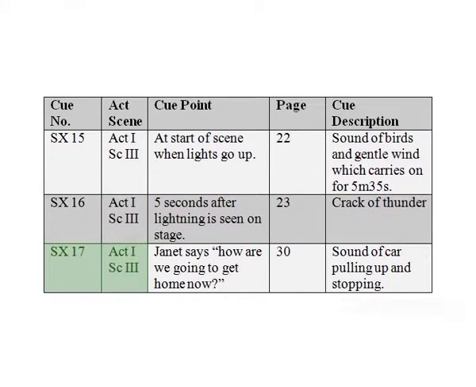SX17 is the cue number, act 1, scene 2. Jannat says, "How are we going to get home now?" That is the cue point. Now it is on page 30, and the cue description for this is the sound of a car pulling up and stopping.